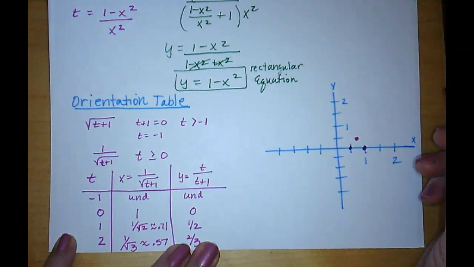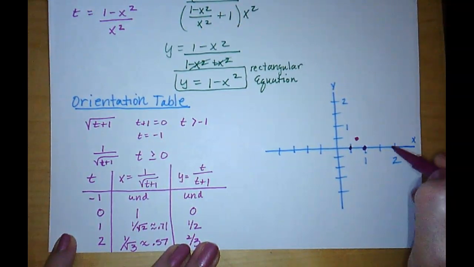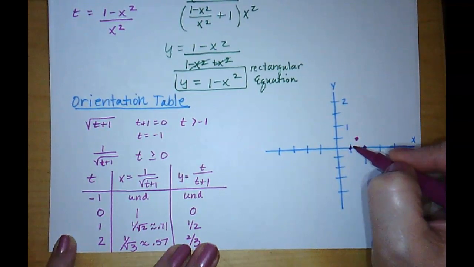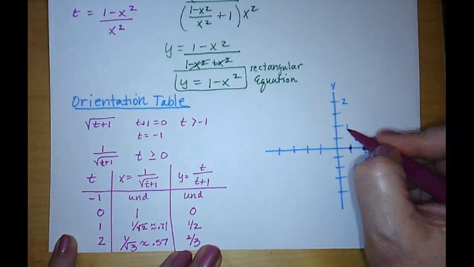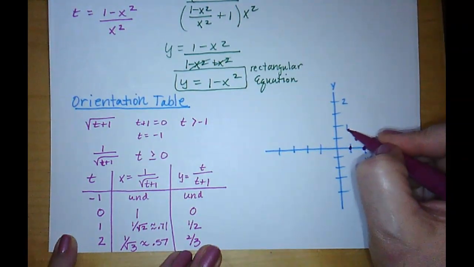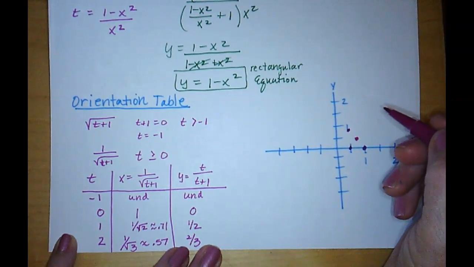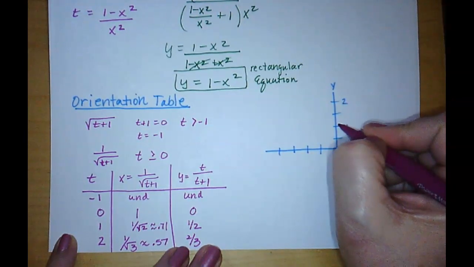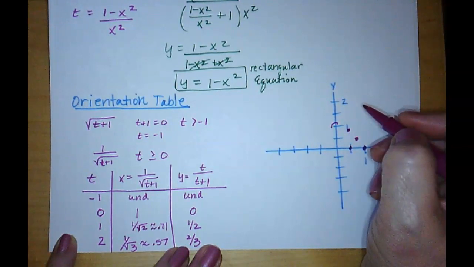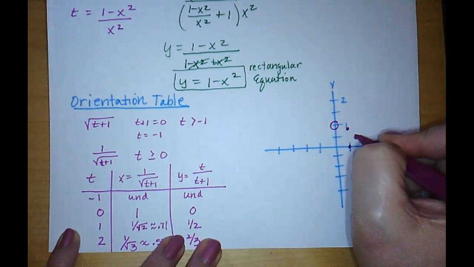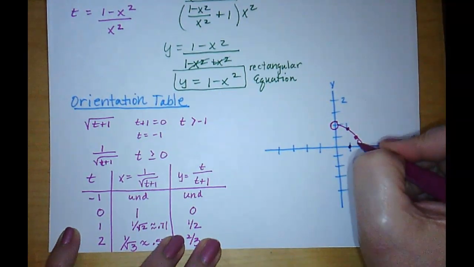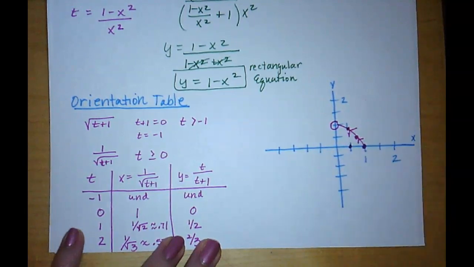And then we have 2 at time 2. So we're at 0.57. And then we're at 2/3. So we're getting a little bit closer, like right in here. And then we end up here, 1, and it's open. So this is the graph, and the orientation has it moving that way.